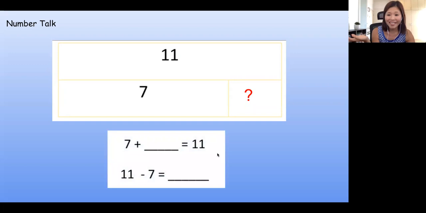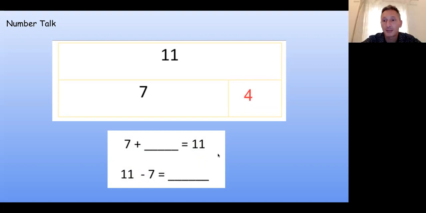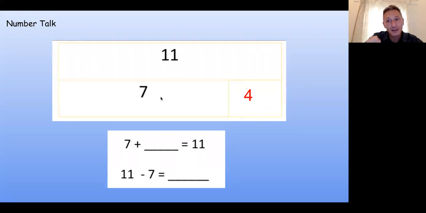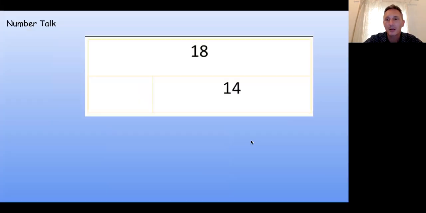What did you guys think? Can you think in your head without drawing? Mentally, can you solve for that question mark? I'm thinking 4 if I count on. You got it, Miss Yuka. Perfect. Yeah, so we could either be counting on from 7, like Miss Yuka did, count to 11, or you could think of it as 11 and you have the 7. If you take that away, then you're going to be left with this number here, and that's going to be the 4.